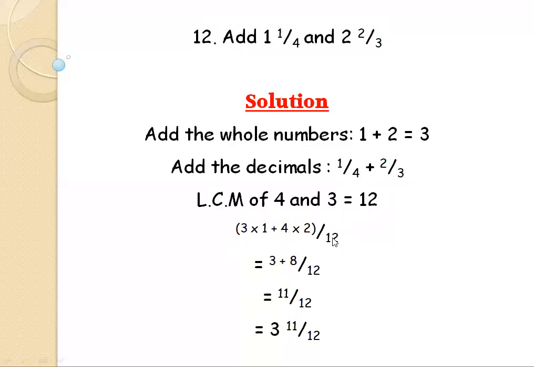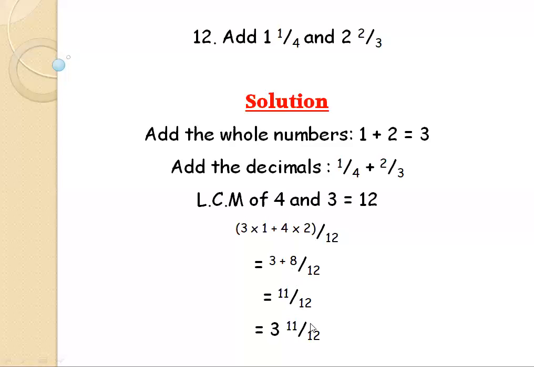So I'm going to bring down the LCM. 4 in 12 is 3. So that 3 multiplied by 1, that is 3 times 1, plus 3 in 12 is 4. That 4 multiplied by 2, so 4 times 2. So 3 times 1 is 3, 4 times 2 is 8, divided by 12. 3 plus 8 is 11, 11 over 12. Don't forget your whole number is here. So you bring your whole number, 3 whole number, 11 over 12.